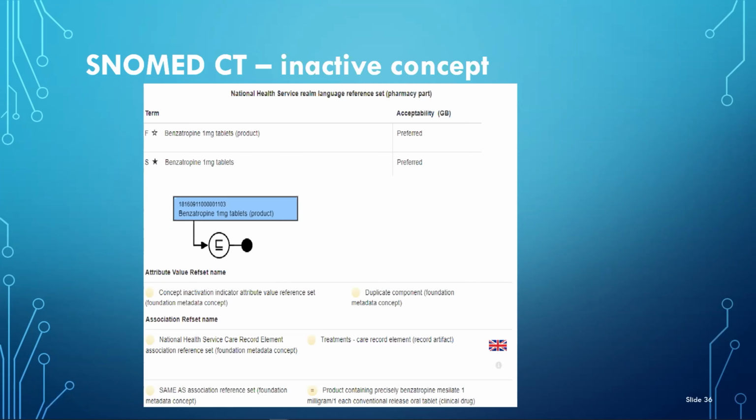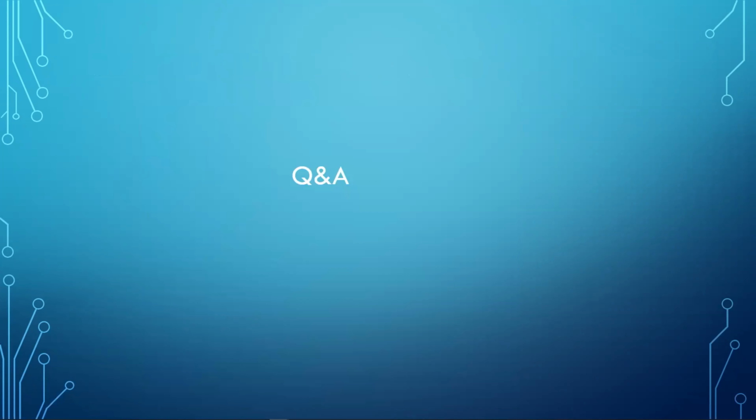the evolution and the interaction between SNOMED CT and DM&D. And at that point, I was going to stop, and I think we were going to take some questions. So I stopped sharing the screen.